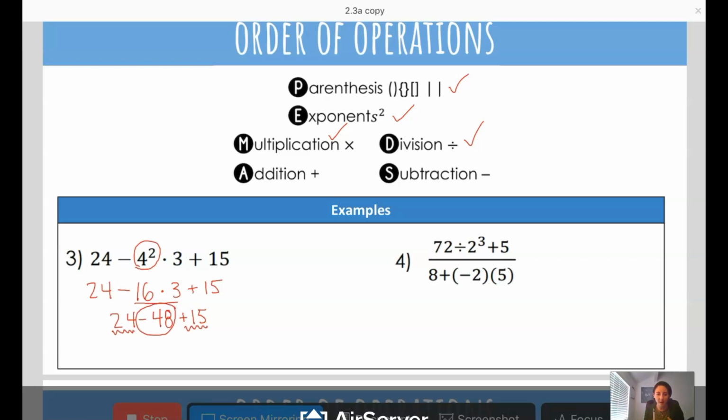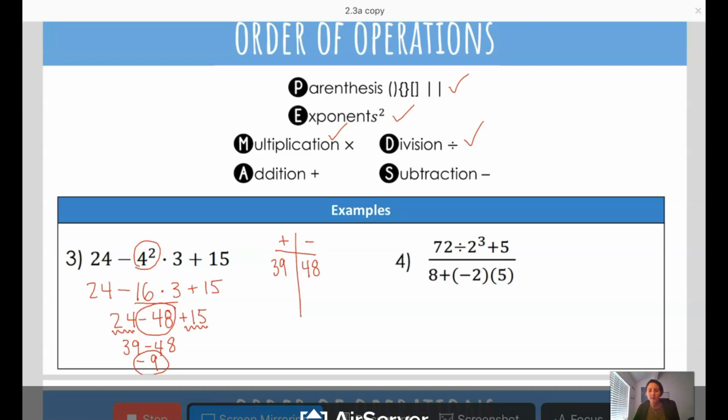We're going to combine those positives. 24 plus 15 is 39. And then minus 48. So we have positive 39 and then negative 48. Okay, so who's winning? The positives are 39 and the negatives are 48. The negatives are winning, so our answer will be negative. And 48 minus 39 gets you 9. So your final answer is negative 9.